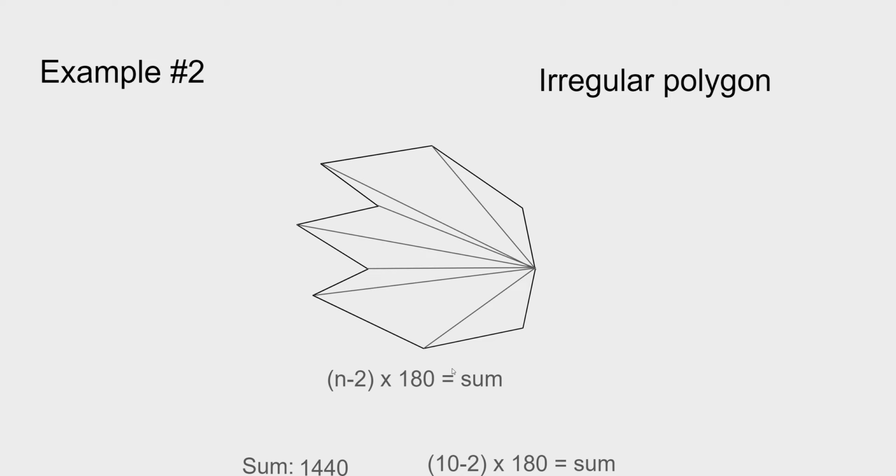Now, we can put the formula in, now that we have all of our triangles finished. Now, using the formula, we get a sum of 1,440 degrees of the interior angles within this polygon.